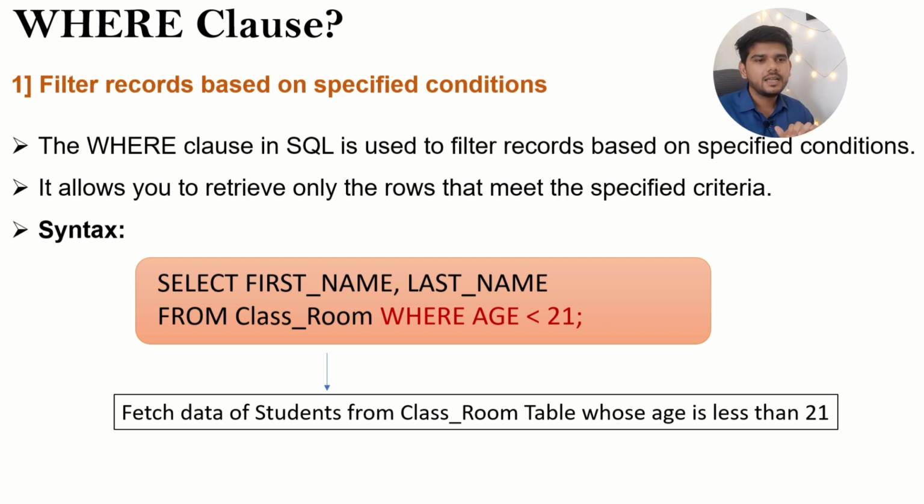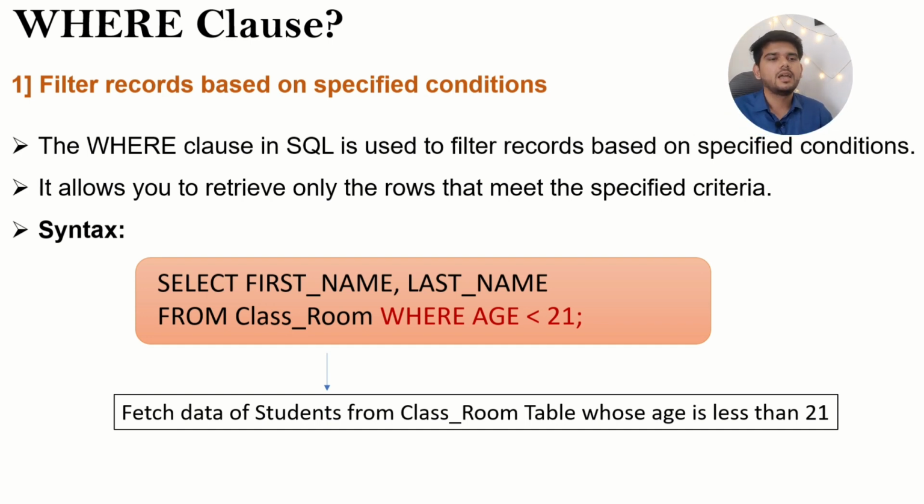The syntax is select first name, last name from classroom. Here we have directly taken classroom as one table. We are saying that out of the classroom table, fetch the first name and last name of the students whose age is less than 21. That means where age less than 21 is the condition we are providing. We want the data from the classroom table of the students whose age is less than 21.